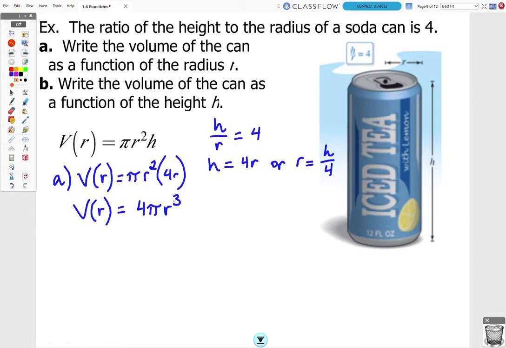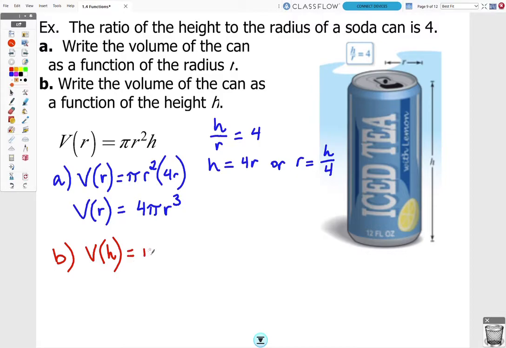Likewise, let's say you know the height of the can of soda, and that's part B. Part B is now asking you, write the volume of the can as a function of the height instead. That is for part B. If you want to try this one out on your own, this would be a good time to pause. But for part B, we are looking for the volume in terms of its height. So if you want to try it, go ahead and pause. If not, let's take a look.